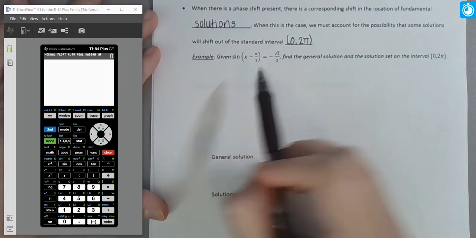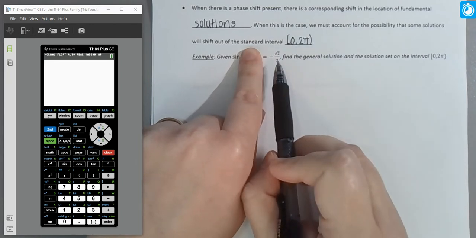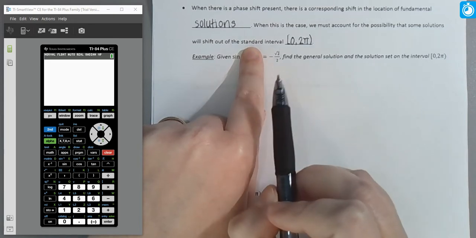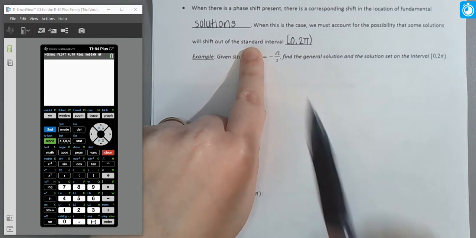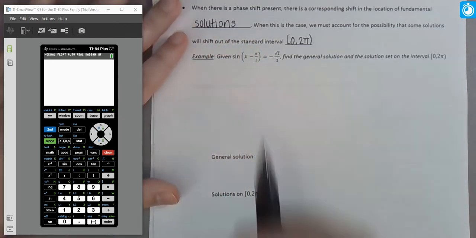So now we think in terms of the unit circle. The sine of our input gives us a value of negative root 2 over 2. So what radian measures would be associated with a sine value of negative root 2 over 2? In other words, what radian measures are associated with a y value of negative root 2 over 2? Well, negative y's are going to occur in quadrants 3 and 4. And those specific values are going to be 5 pi over 4 and 7 pi over 4.